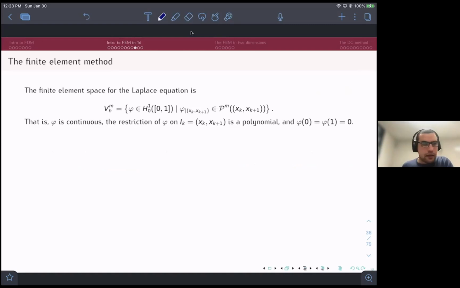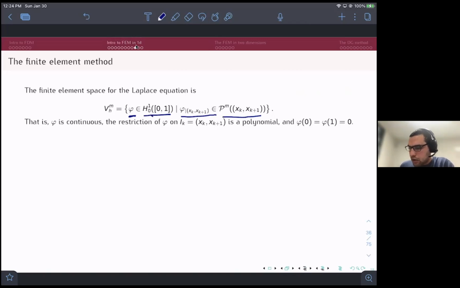Now, the finite element method is a method that combines both previous methods in a certain sense, and it will have a polynomial decay, and then it will have also an exponential decay. And the idea of the finite element method for this Laplace equation or Poisson's equation is to take functions in H01 such that the restriction on each subinterval is a polynomial.